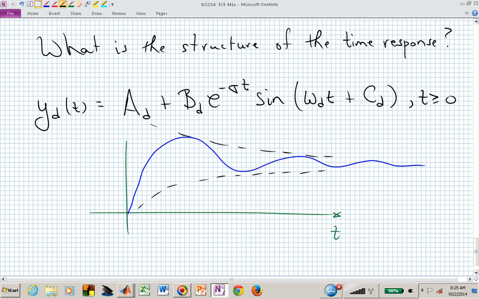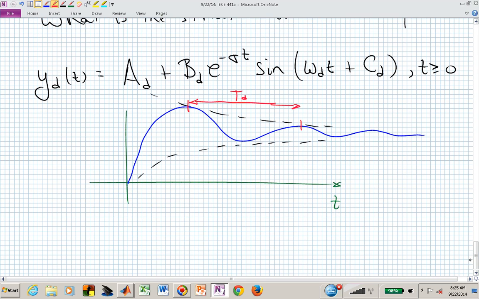How fast is it going between peaks? Or how often is it doing that? That's now our damped period of oscillation, T sub d. But T sub d, if we knew that, or what's that related to? Omega sub d, isn't it? Omega sub d is 2 pi f sub d, which is 2 pi over T sub d.